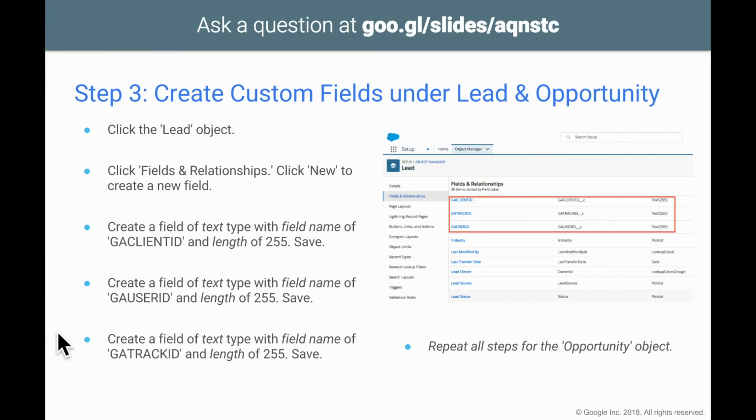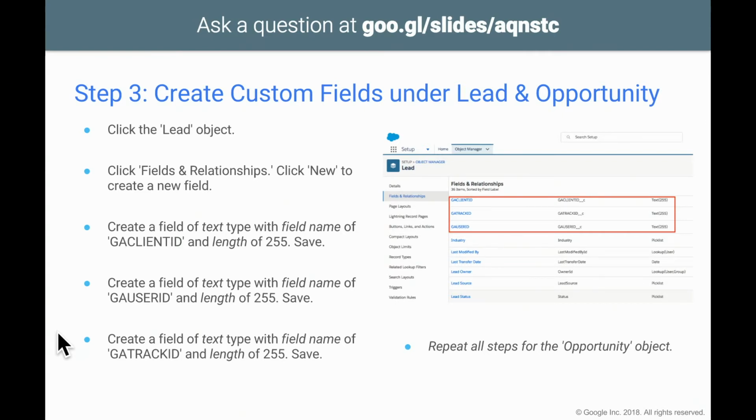Every one of those fields should have its corresponding name, which is GA client ID, GA user ID, and GA track ID. Those names have to be exactly as you can see on the screen, which means all capitalized. And then the API names for them will automatically be populated with __c. Please do not change that part. On top of that, there is the length. You need to select the default length of 255. It will be there, so you just need to click Save.